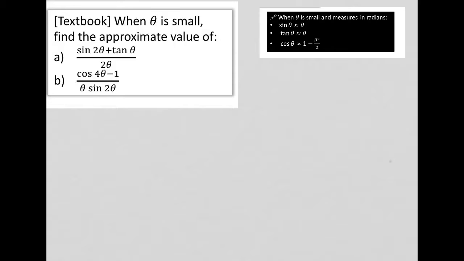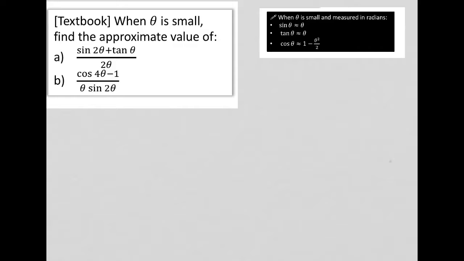So here's a type of question that you could be asked, and it says, when theta is small, find the approximate value of sine 2 theta add tan theta divided by 2 theta. Notice we've got these double angles coming in, and here are the formulas that we can use.